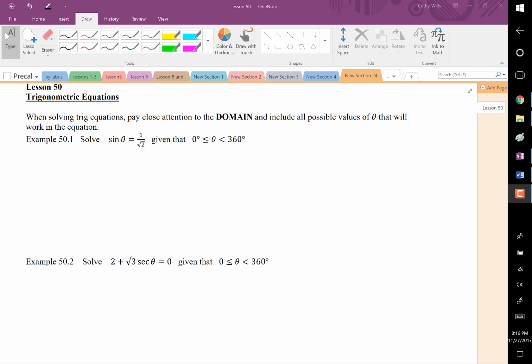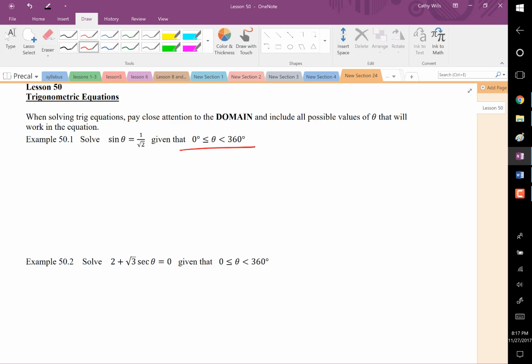So, for example, this equation says sine theta equals 1 over the square root of 2, and you are looking for all the values of theta between 0 and 360 that would have a sine of 1 over the square root of 2. So you have to know your unit circle for that.